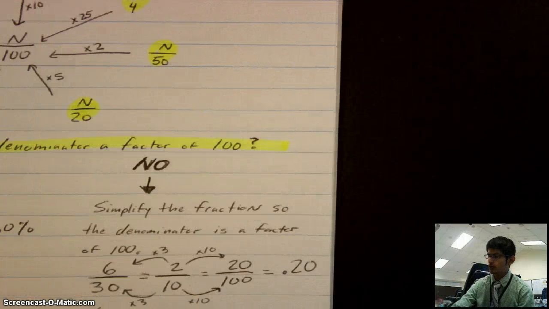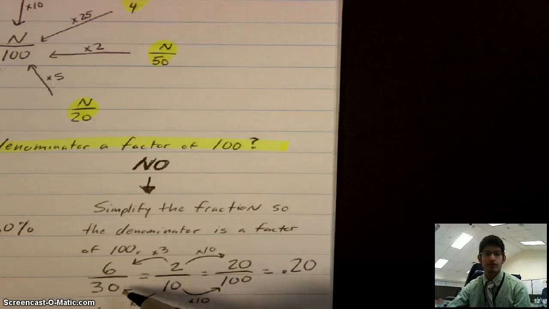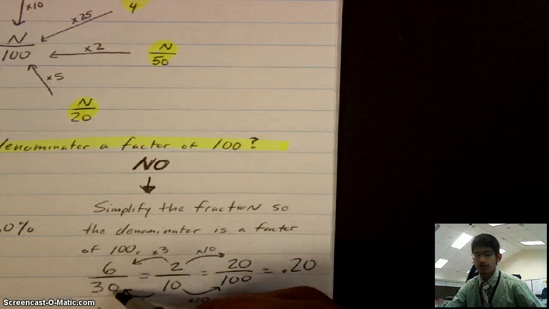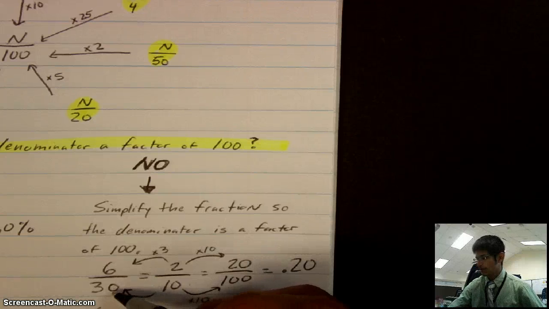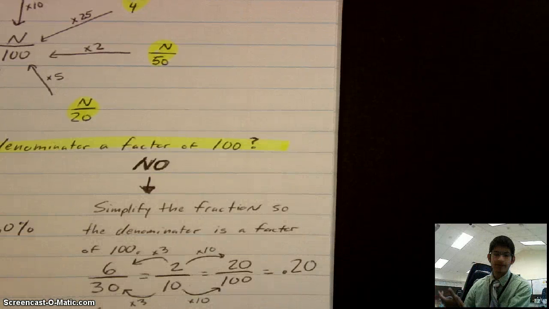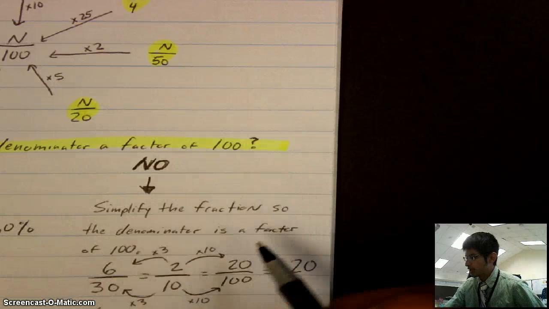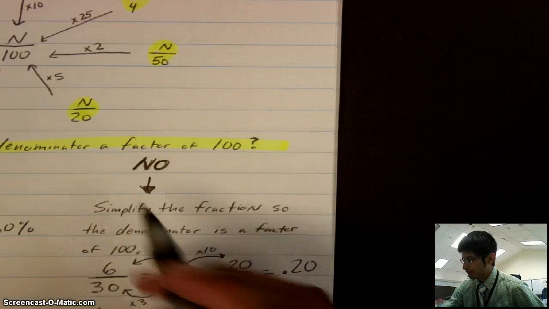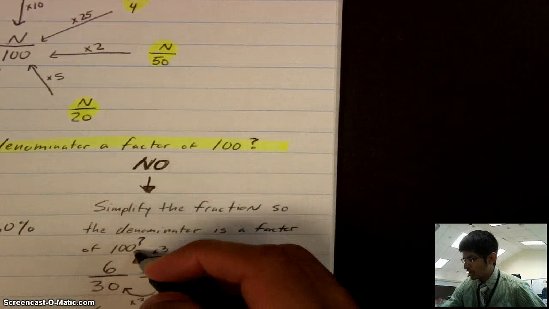Okay, so what if the answer is no? What if you try to simplify the fraction, but your fraction's denominator is not a factor of 100? The example I gave is 6 over 30. As you can see, 30 is not a factor of 100. You can't multiply 30 times a whole number that gives you 100. So you need to check, can you simplify the fraction so the denominator is a factor of 100? You want to see, can you do that?